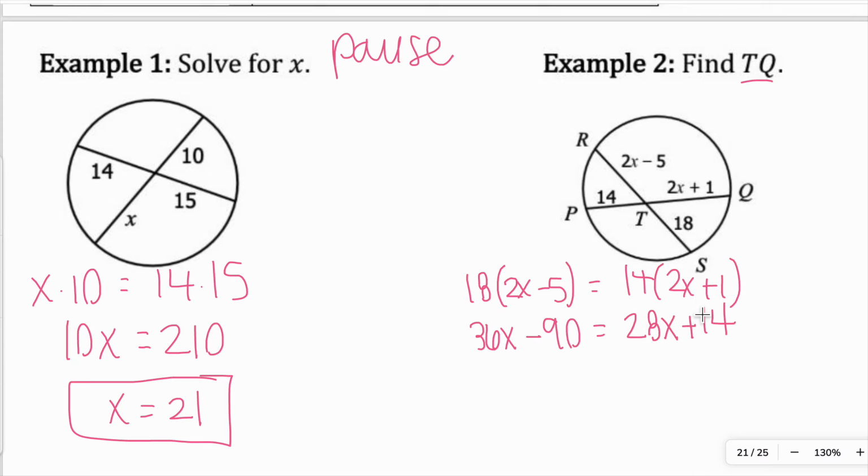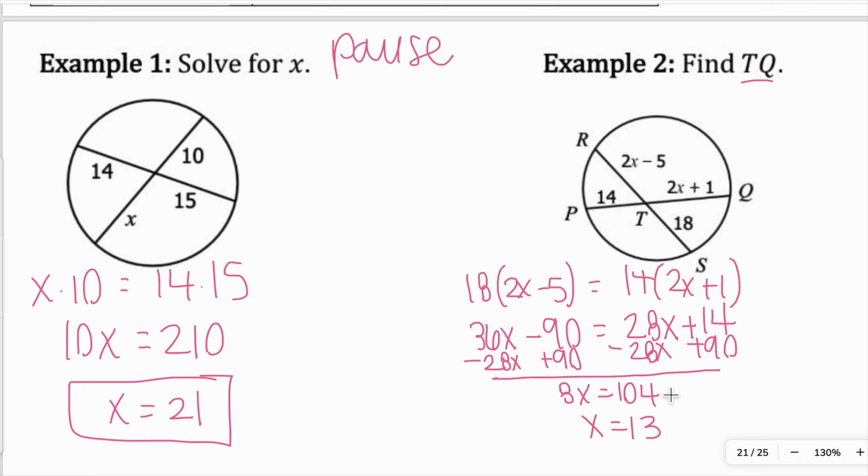So 18 times 2 is 36x, 18 times 5 is 90, and then 14 times 2 is 28x, 14 times 1 is 14. I'm going to get all my x's to the same side, so I'm going to subtract 28x from both sides, add 90 to the other side. You're going to end up getting 8x equaling 104. So x is equal to 13. So now I'm going to go back and plug that in to TQ. So 2 times 13 plus 1, or 26 plus 1, is 27.